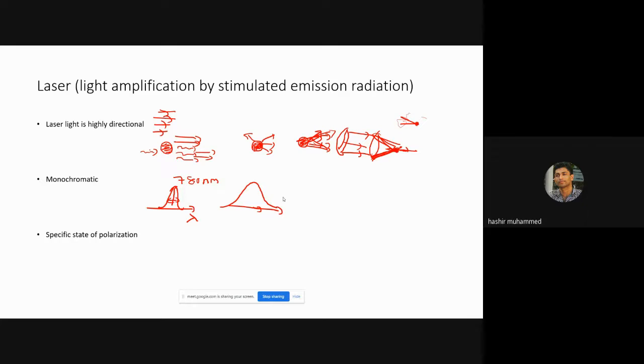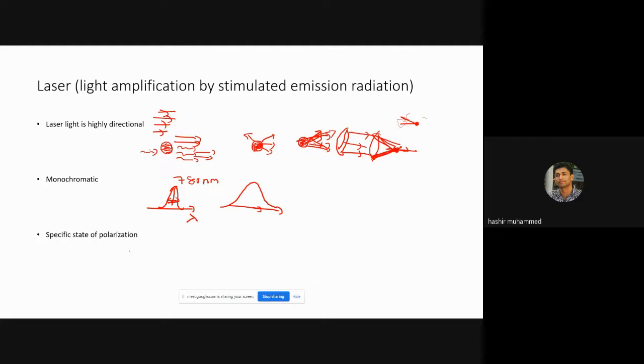So a laser is monochromatic, which means that it gives a single frequency, even though it has some distribution. By the way, it's not strictly single. When I say 780, it doesn't mean exactly 780. There's 780 plus or minus some value. Usually, it is plus or minus 10 nanometers.